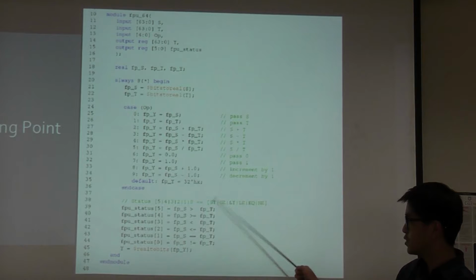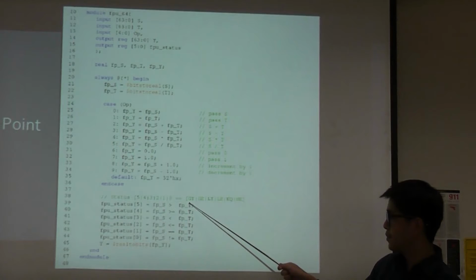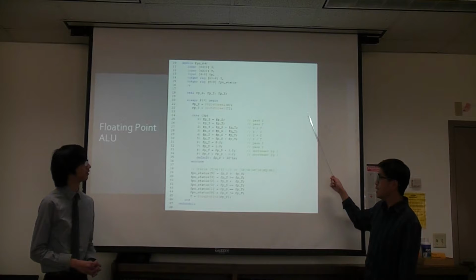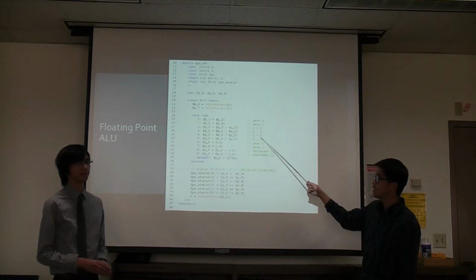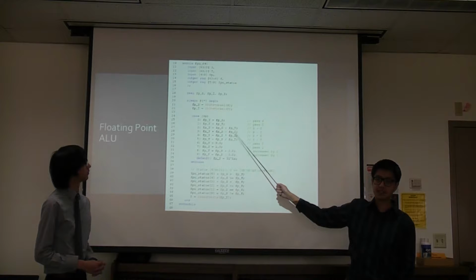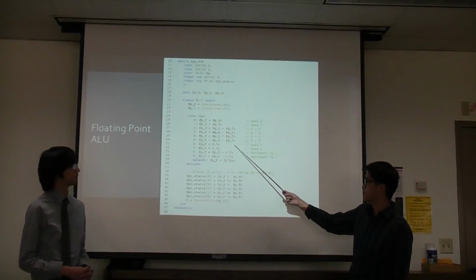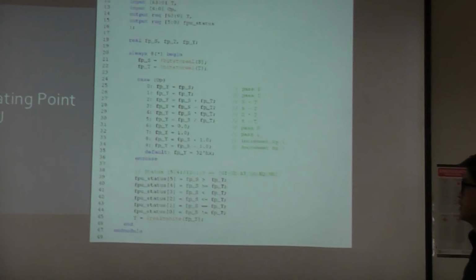Each of these is a comparison between the S and T inputs to the ALU. So there's greater than, greater equal, less than, less equal, not equal, and they will all be super helpful for branches. Anybody looking at this can pretty much easily figure out what's going on. This case statement has the usual instructions. You can pass S, pass T, add the two, multiply, divide. Here's the main difference between this and the other ALU: we didn't have to have separate modules for it since it's 64 bits. Multiplying the two will fit into the 64-bit output. That's really it. And then there's passing instructions, and then increment, decrement.